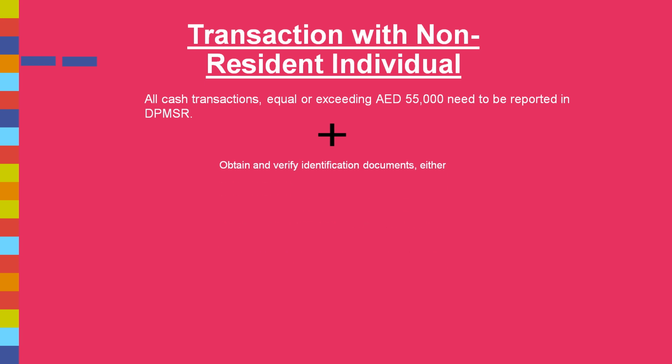In addition to that, obtain and verify identification document. Now, Mr. X might be a tourist who has come to UAE, or he might be a diplomat, or he might be on a business trip, or for any reason he has come to UAE, but it is for sure that he is not a resident. Again, his transaction, if it is in cash, we will report it if it is above or equal to 55,000 AED. In addition, remember, obtain his identification document.